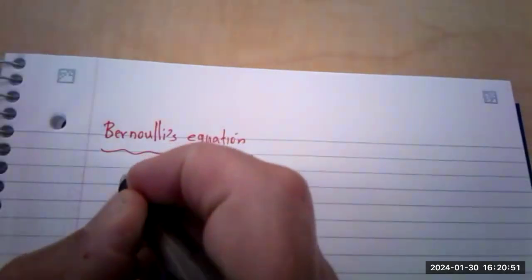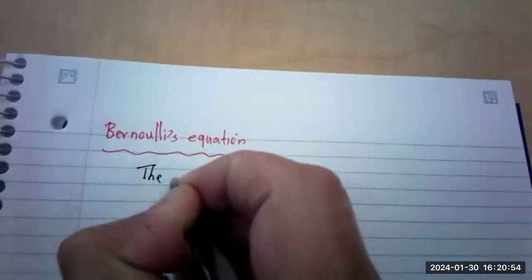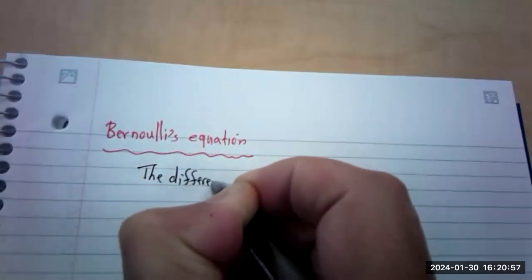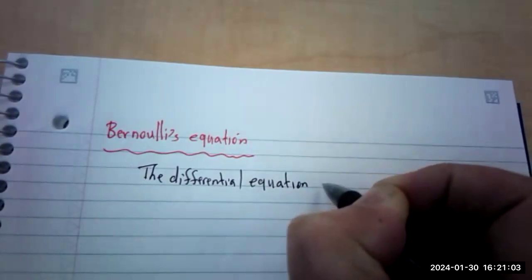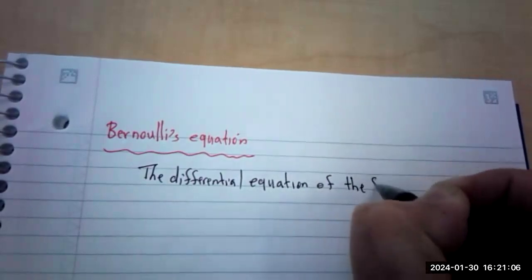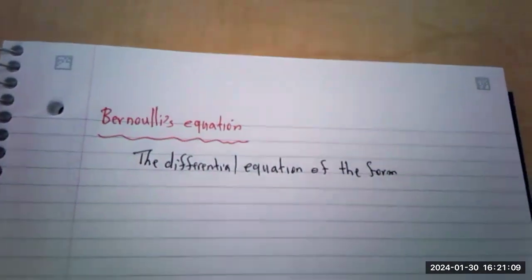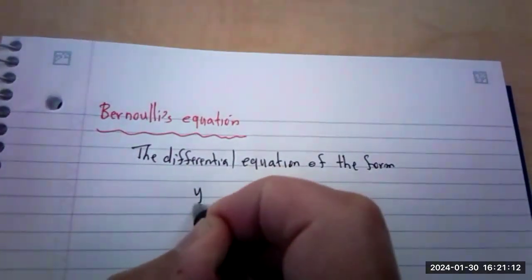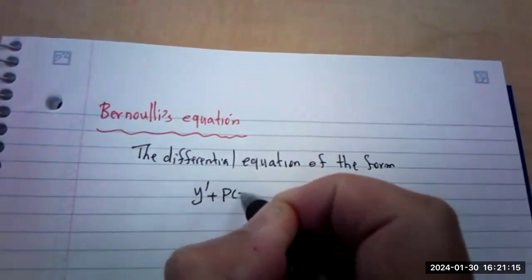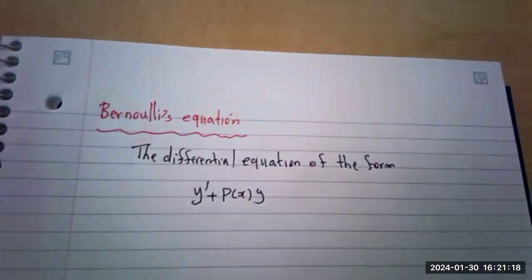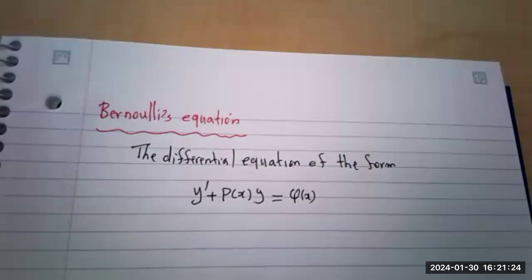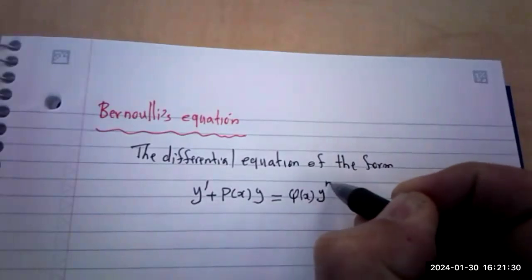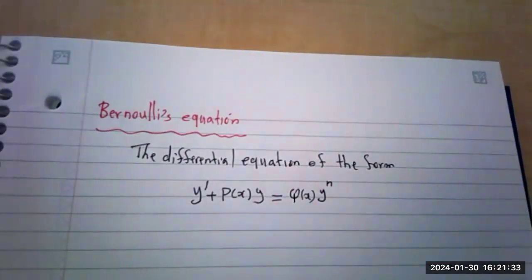The differential equation of the form. That's the form. Look at this one. This is y prime plus p(x)y as we know it. And this is equal to q(x). But there is an extra factor. That extra factor is a power of y, something like y to the n. See, this is called the Bernoulli equation.